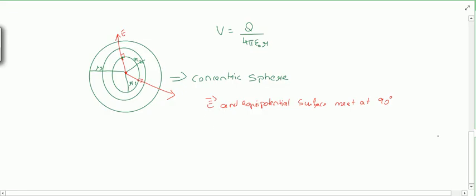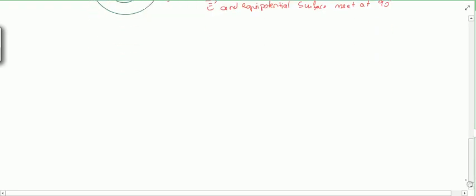You can make an equipotential surface for any charge distribution. Suppose I take a line charge, and I want to make an equipotential surface around this line charge. For this line charge the equipotential surface will be something like a cylinder.